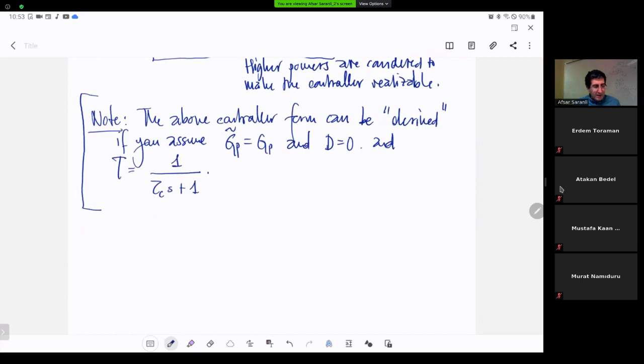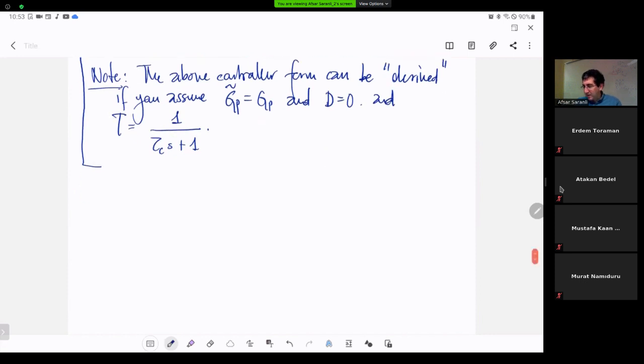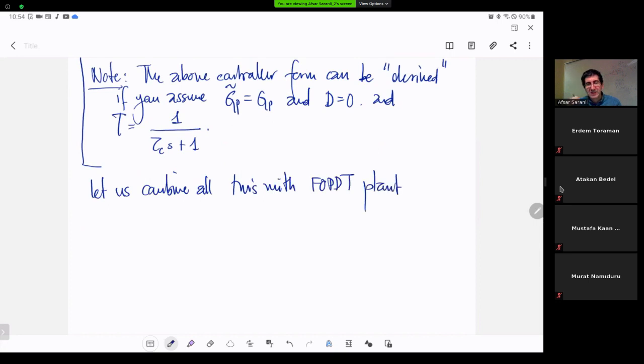Now we will combine everything that we learned with the Padé approximation. So let us combine all this with an FOPDT plant, with a specific plant using also Padé approximation, so that we have a specific approximation for the plant transfer function.